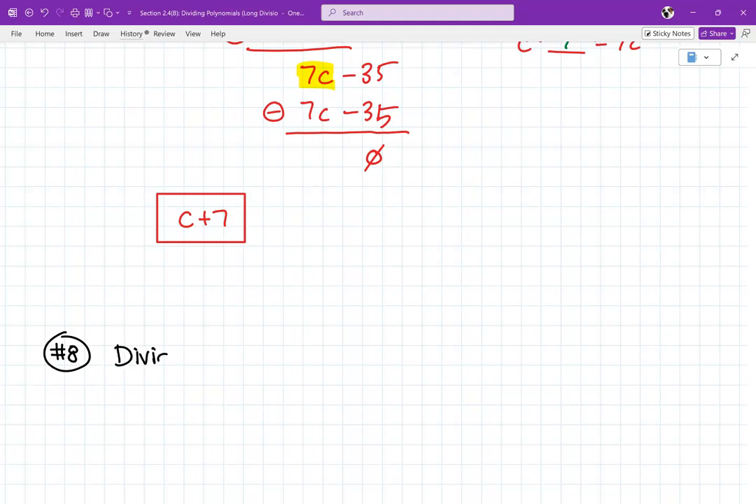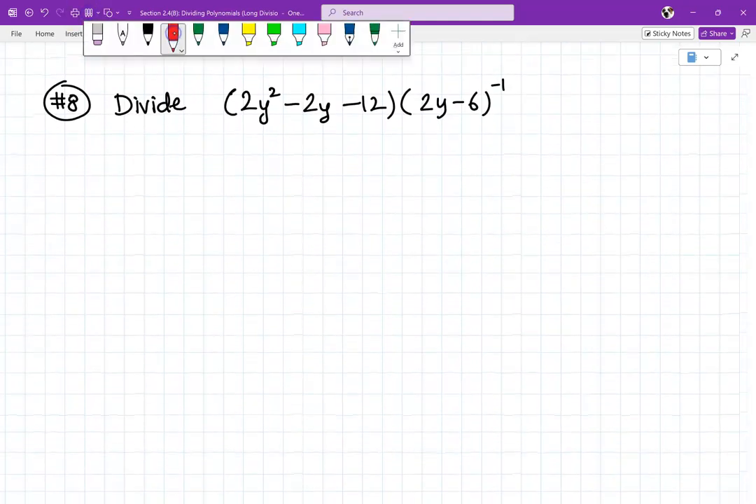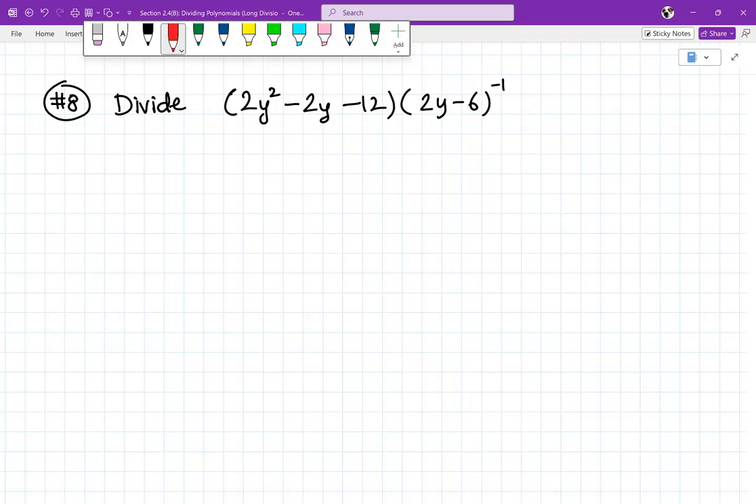So you're going to say divide, and it's 2y squared minus 2y minus 12 times 2y minus 6 to the negative 1. So I'm changing number 8, just the way it looks to start, but the answer and everything we do is going to be identical, okay? So don't worry. It's not like, oh, he changed it. It's not the same. It's going to be identical. We're going to rewrite it right now.